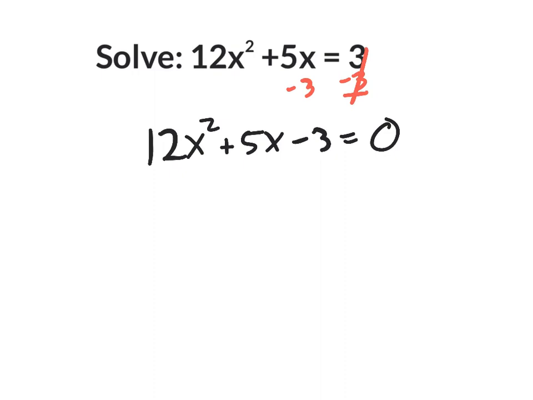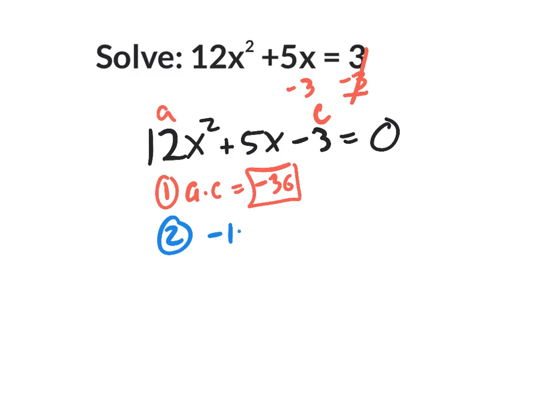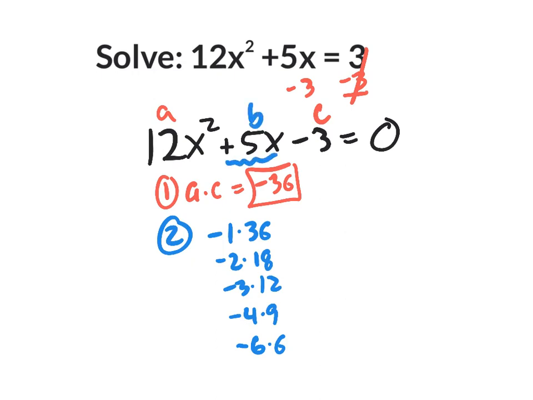And then you go through that whole process again, right? A times C. Should we go through it? I'll go through it quickly. Step 1, A times C. A is 12, C is negative 3. That's negative 36. See if I make a mistake because I'm going so fast. Step 2, make a list. Negative 1 times 36, negative 2 times 18, negative 3 times 12, negative 4 times 9, negative 5 doesn't work, negative 6 times 6. Out of these pairs of numbers, which ones combine together to give us the middle value B, which happens to be a positive 5? 4 and 9.